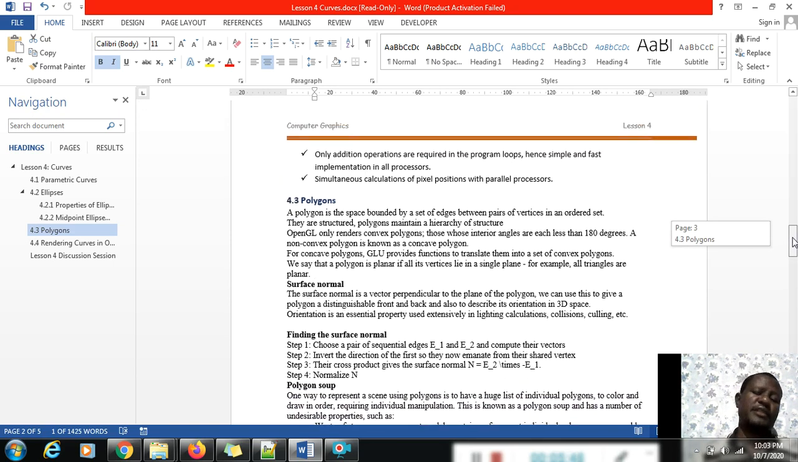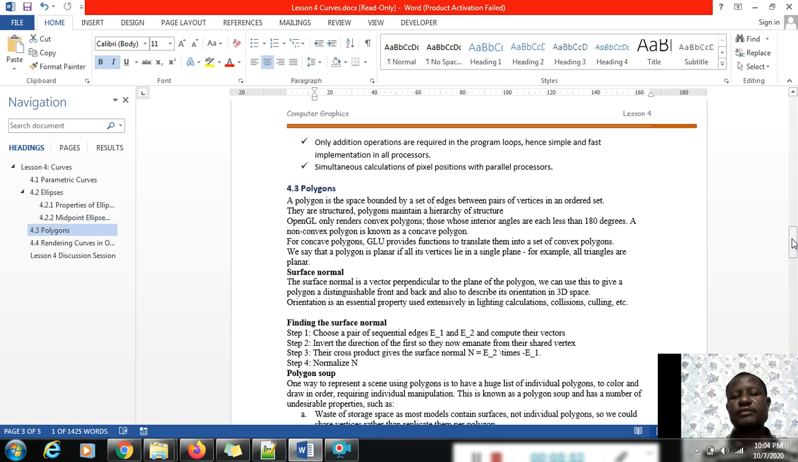Polygons, basically we have seen the curves, we have seen the ellipses. When you talk of a polygon, we are talking of a graphic with several vertices. In other words, it has several corners, if you may put it that way. And these corners basically define the edges. Sometimes we talk of 4 sides, then we call it a square or a rectangle, 3 sides a triangle. When you talk of polygons, they are beyond that.